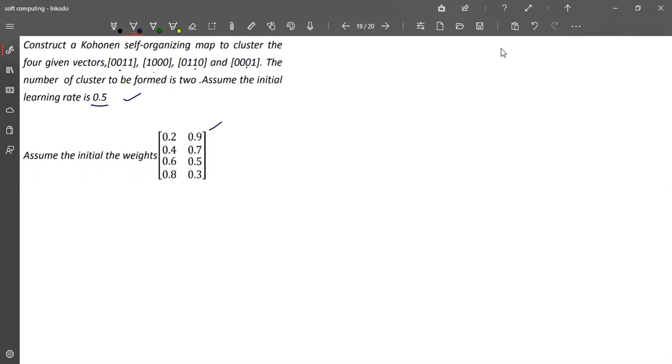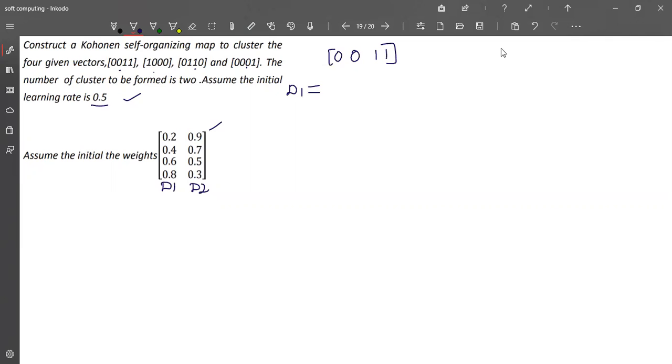Euclidean distance for each of the given four inputs with respect to the weight vectors. So let the distance from the first weight vector be d1 and d2 will be the distance to the second weight vector. So now let's proceed to the problem. Let's take the first input vector 0, 0, 1, 1. How do we find d1, the Euclidean distance from this input vector to weight vector 1?